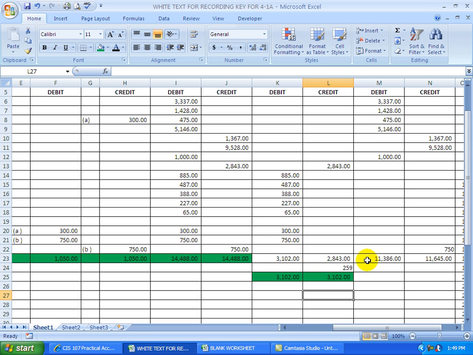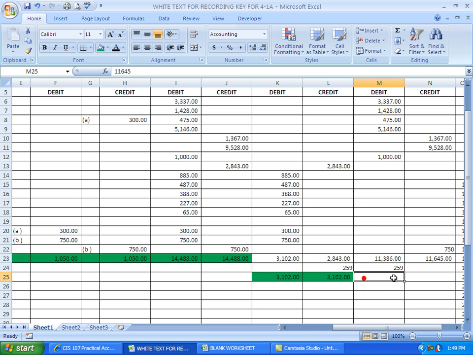As you look at these two columns, 11,386 is your assets and drawing. This 11,646 is your liabilities and your owner's equity and your contra account. Notice that the left column is smaller than the right column. If you subtract these two numbers, you should get the same number that you got when you subtracted these two numbers here.